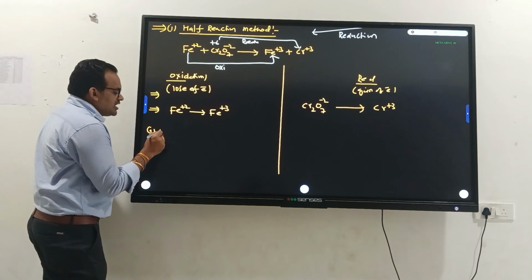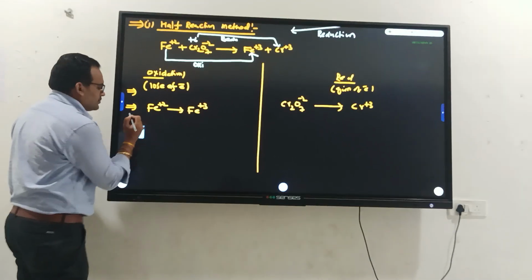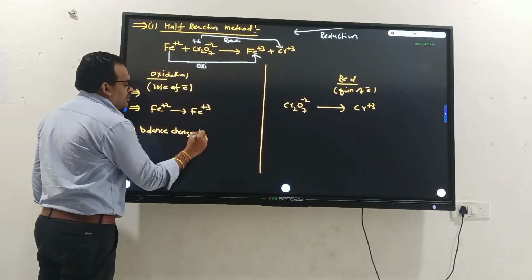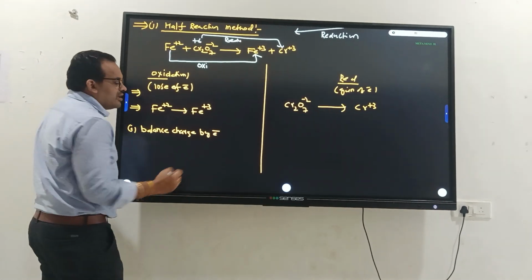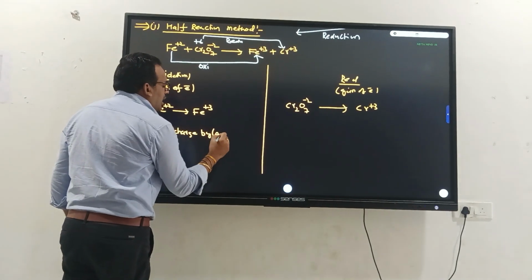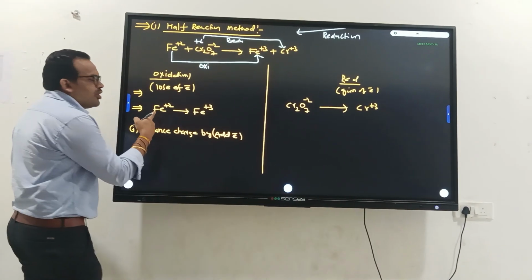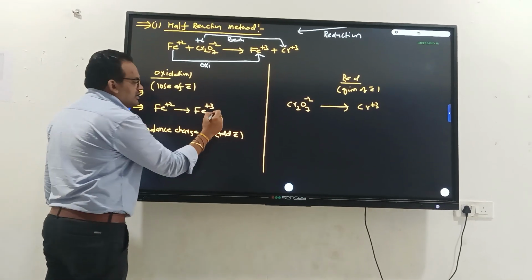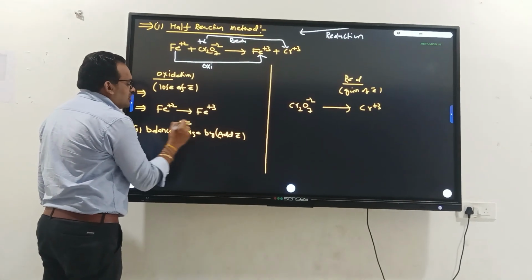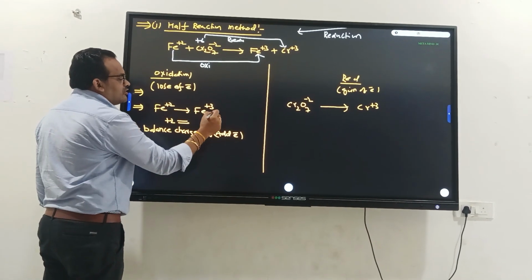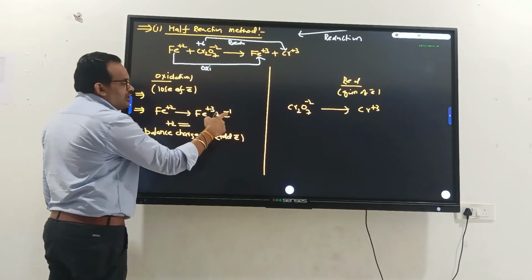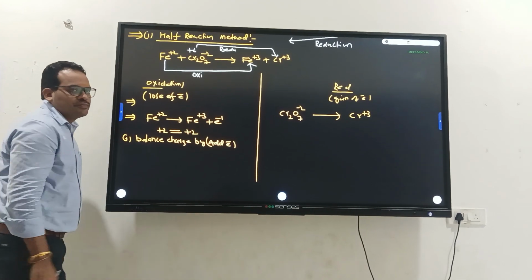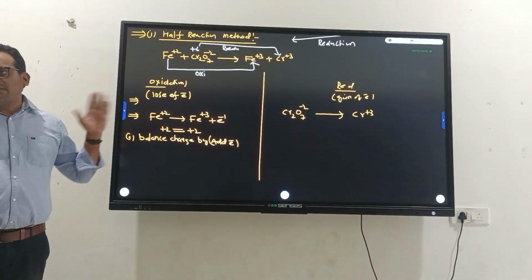For balancing of the charge, balance charge by adding electron. Add electron. Here how much charge is there? Here plus 2 charge is there. Here how much charge is there? Plus 3 is there. Charge, children, LHS is equal to RHS. Here plus 2 is there, here plus 3 is there. So how many electrons I have to add, children? 1 electron. Now what is the total charge, children? Here plus 3 and minus 1, what is the charge here? Plus 2. So now atoms are balanced, charge also balanced.